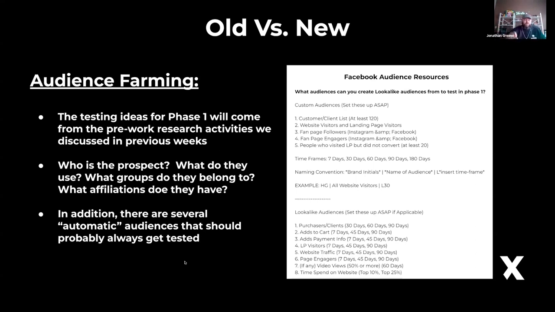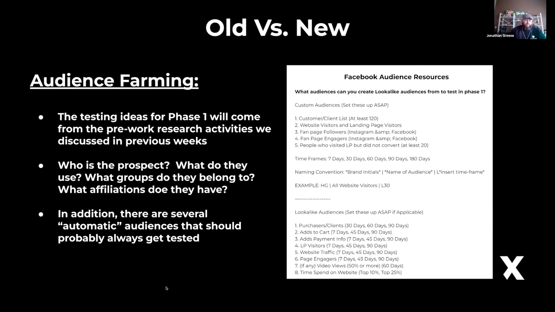Alongside of that, I've included a little screenshot here from a document that our guy Joshua put together, which is a really good high level look at what we do with lookalike audiences when we're doing phase 1 testing. So customer and client lists, we'll do website visitors and landing page visitors. We'll do fan page followers and engagers. We'll do ad engagers. We'll do all kinds of lookalike audiences, and we'll run them all in phase 1. And we'll pare down to the ones that are really, really effective at producing the results that we want to see. So that's just a reference for you. There's a bunch listed there.